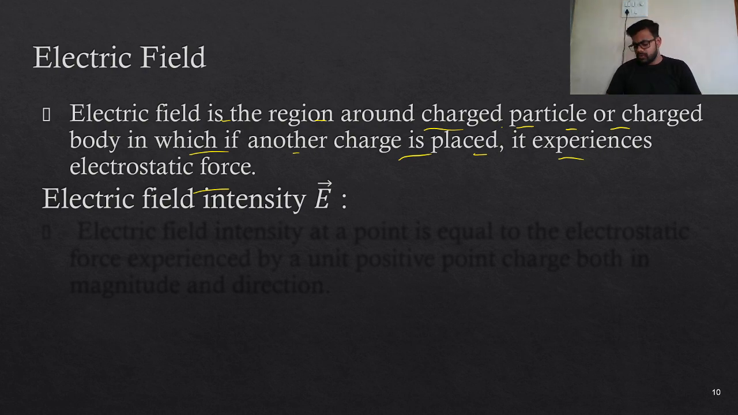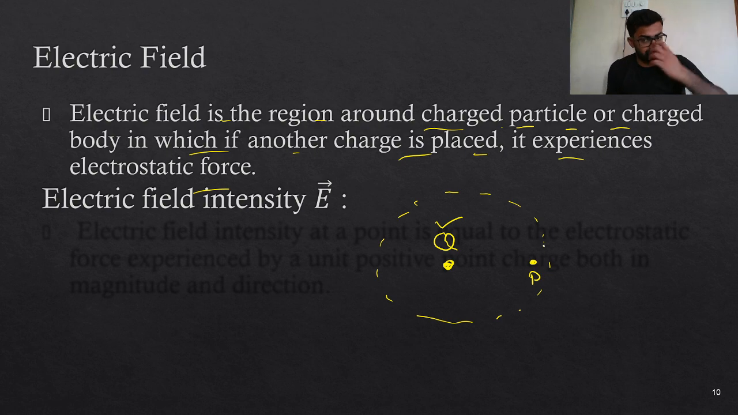Okay, so how to find electric field intensity, how to define it? So I am saying, let's say this is some charge Q, and around this is a region in which electric field is present. Now let's say this is some point, this is some point P. Here I am bringing, this is the source charge.